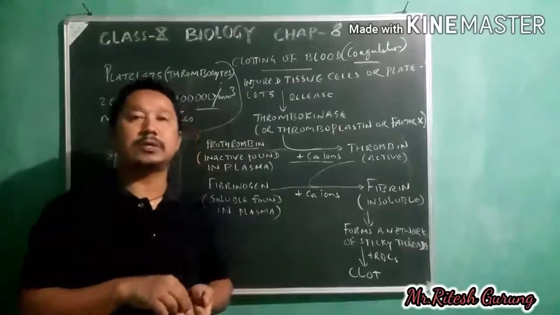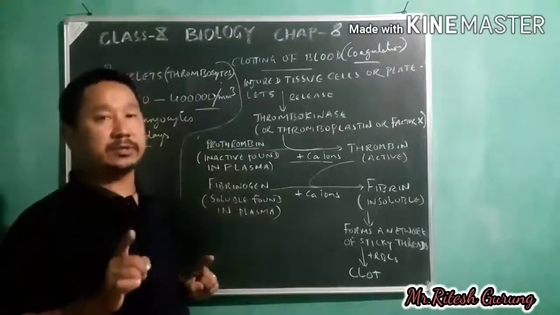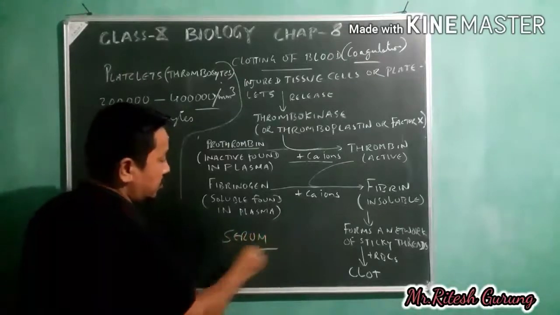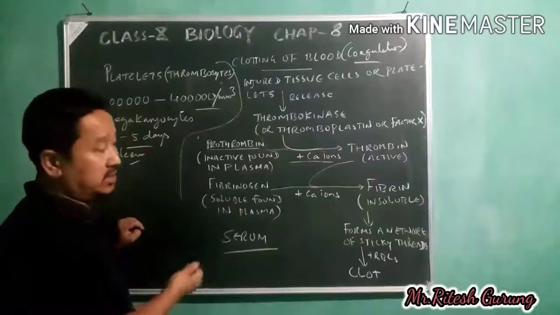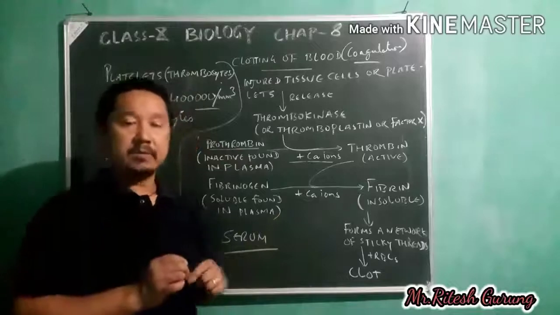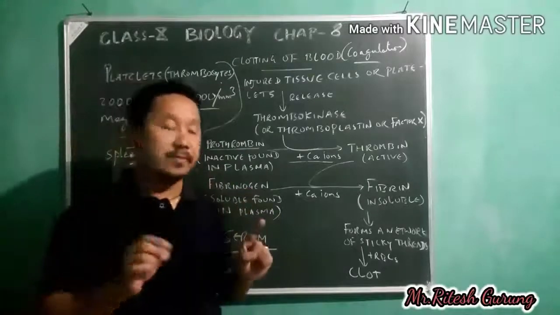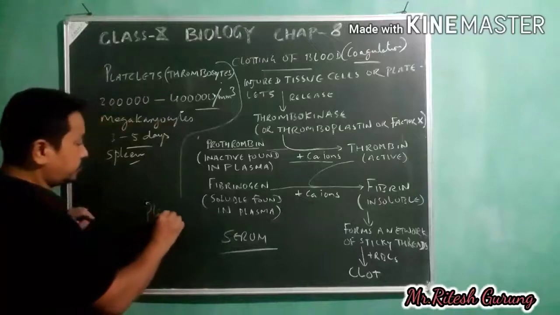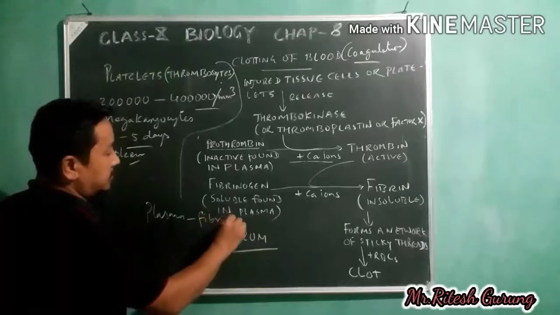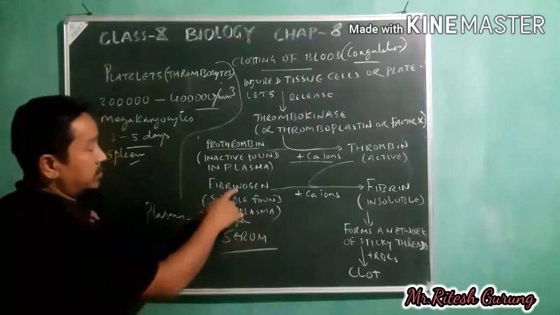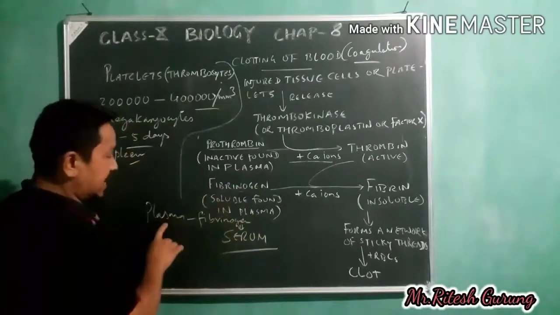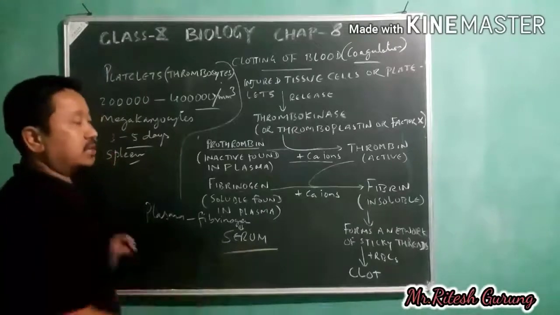So that pale watery substance, which contains no fibrinogen, is called serum. What is serum? We discussed this in class 9 itself. Serum is actually blood plasma containing no fibrinogen. That means plasma minus fibrinogen. When the plasma has no fibrinogen, that form of the plasma is called serum. Same thing happens out here.